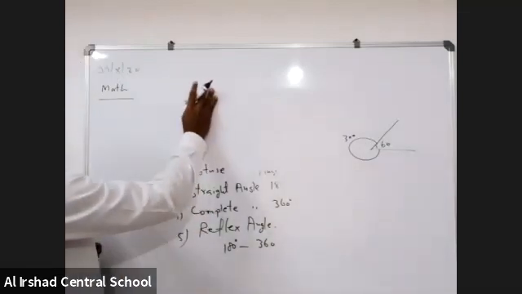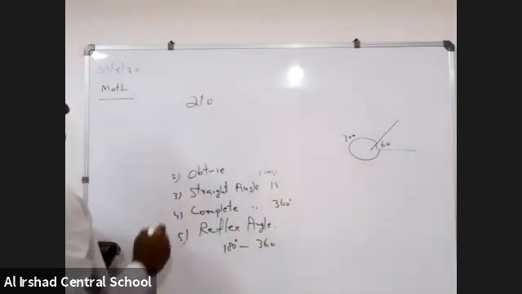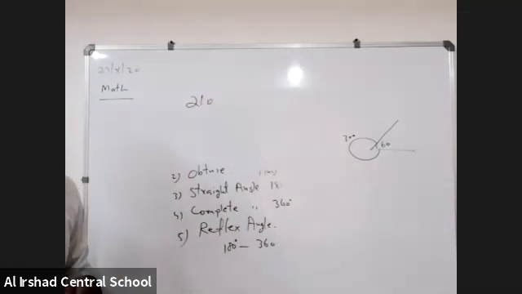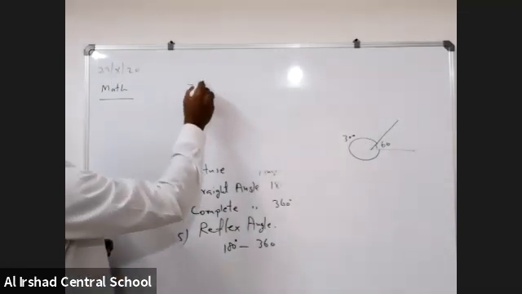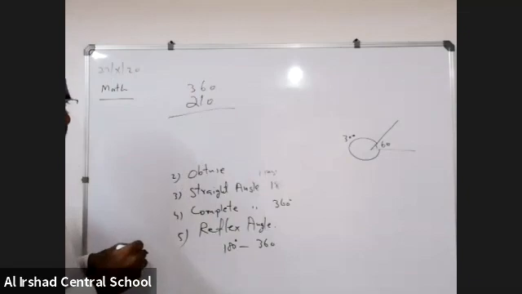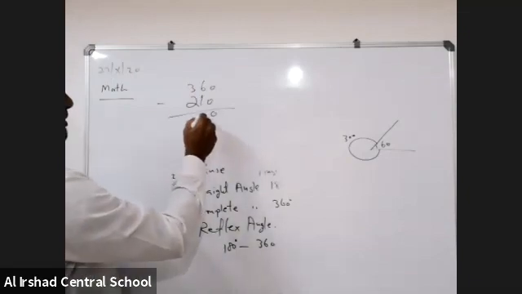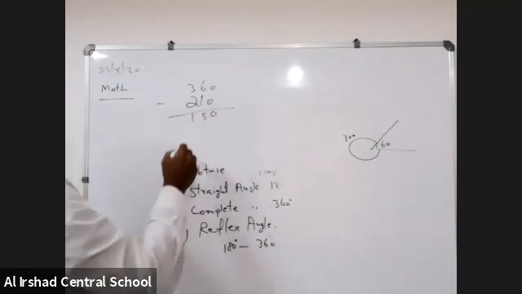Now suppose I told you 210. What is the method? 360 minus 210. That means 150.